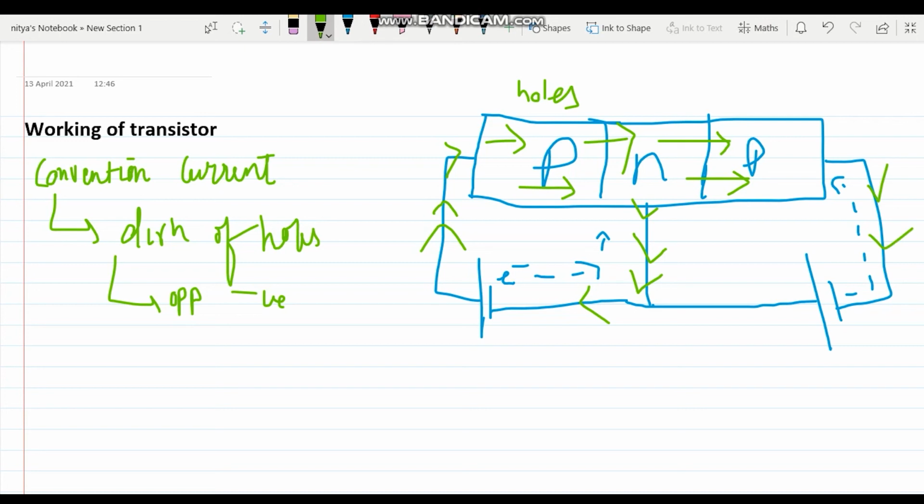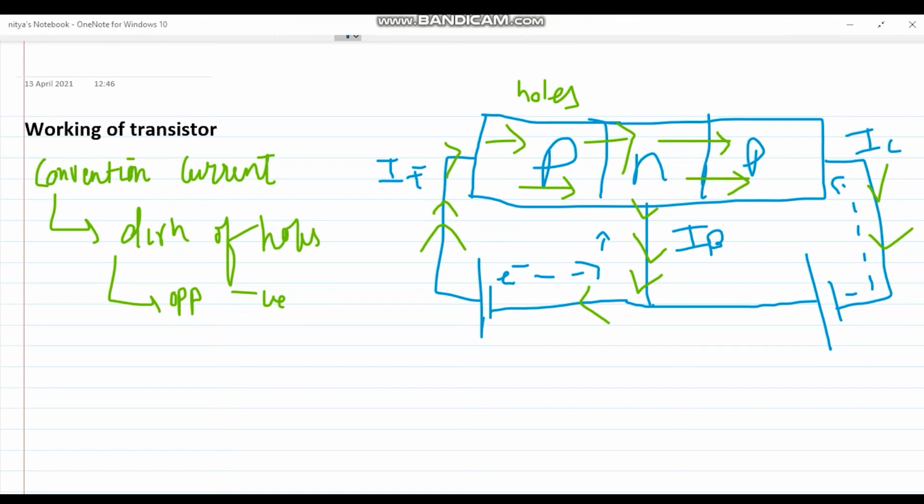Because the holes travel in this way, opposite to the direction of electrons. Since the electrons travel here, they prevent the interatomic repulsion between the holes coming from the emitter plate and the holes present in the collector plate. So it will collect the current here. Now let us name the currents: IE, which is the emitter current, IB, which is the base current, and this is IC.